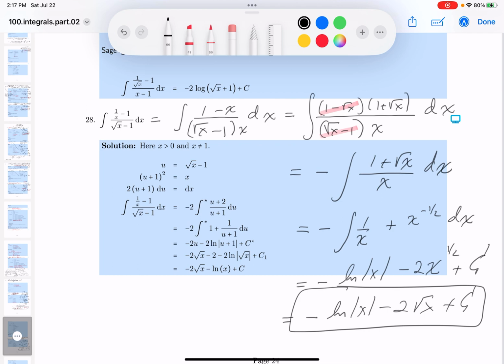And again, I know my work looks a little different, again, depending on what day of the week it is. Am I getting the same answer? I am getting the same answer.